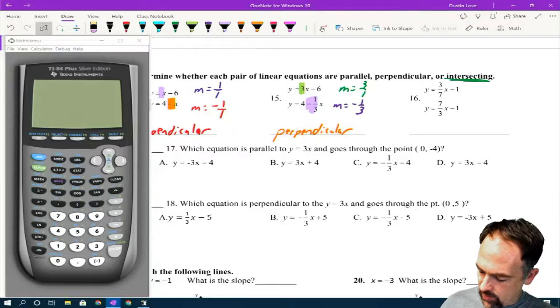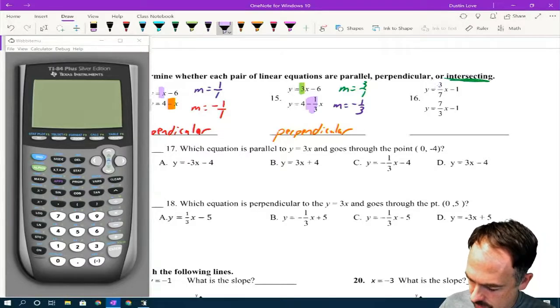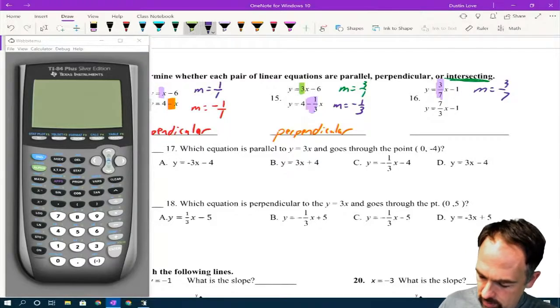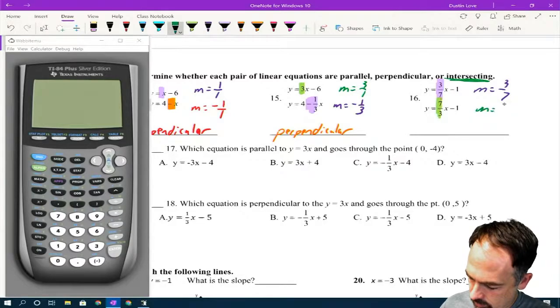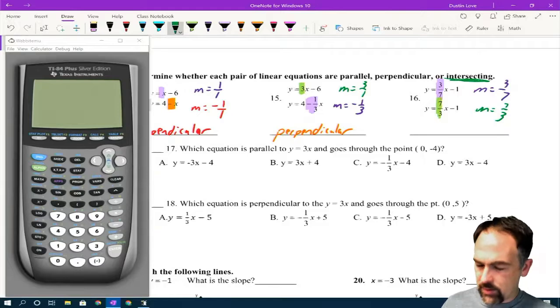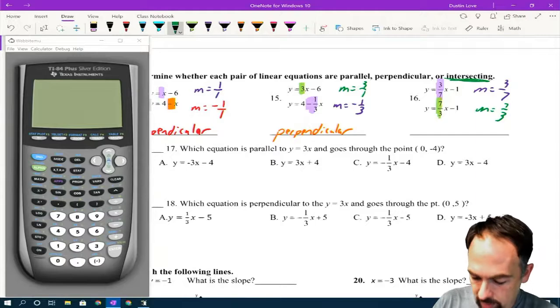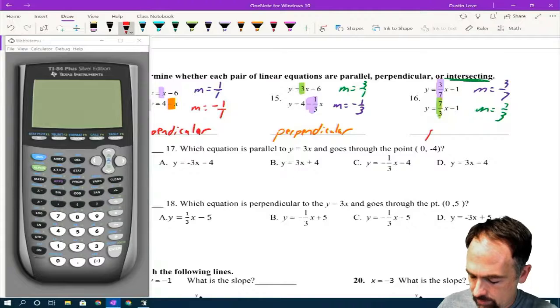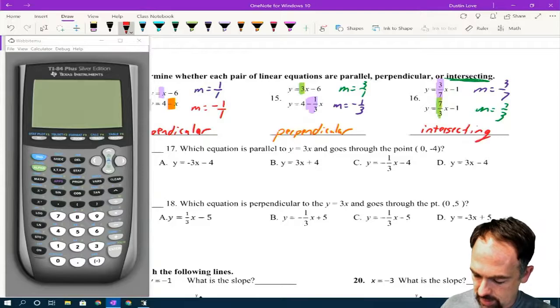Okay, 3/7 is my first slope. Then my second slope is 7/3. Now, it looks like I have the reciprocal part, so I got 3/7, 7/3. They've been flipped upside down. However, I have two positives, so I don't have a negative. That means that these guys are not parallel because they're not the same. They're not perpendicular because they're both positive. These are just intersecting.